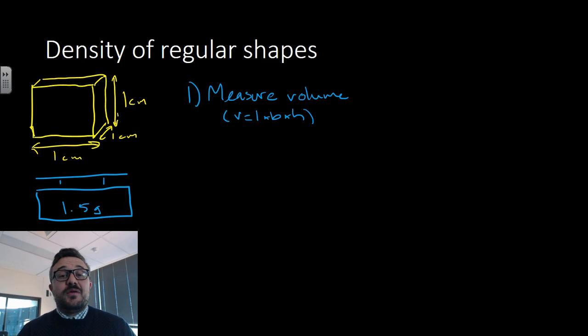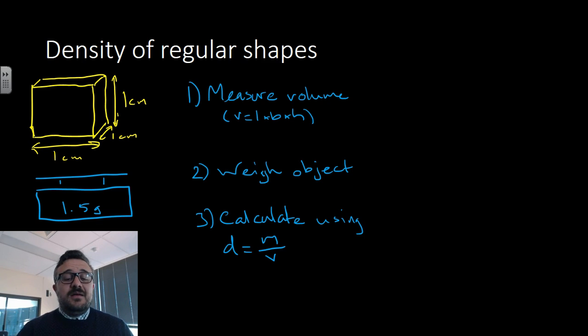So the first thing we're going to do is measure the volume. That's length times breadth times height with a cube. There are other ones depending on what you're dealing with, but we'll talk about cubes because it's the easiest. Then we weigh the object, we measure its mass, and then we calculate the density using D equals M over V. So let's check that for this one.